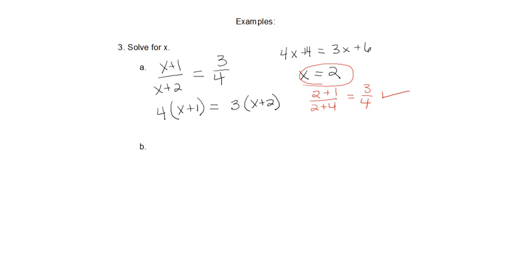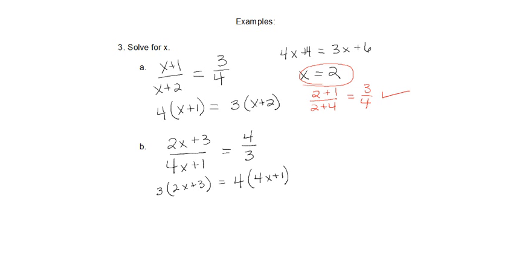For the next example, we will use (2x plus 3) over (4x plus 1) and set that equal to 4 over 3. Once again, cross multiplication. We'll set it up as 3 times (2x plus 3) equal to 4 times (4x plus 1). So here we'll get 6x plus 9 equal to 16x plus 4.